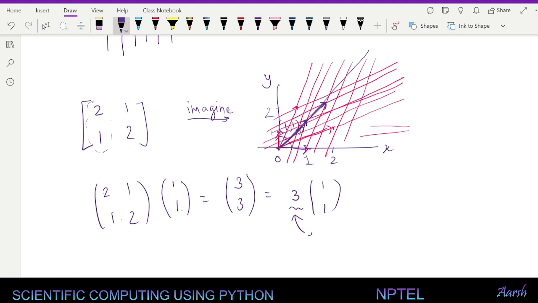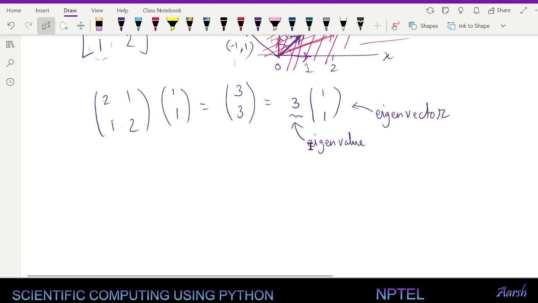So this is your eigenvalue, and this is your eigenvector. So the eigenvector is that vector which just gets stretched or shrunk, but never gets rotated in any direction. Okay, and where would be the other eigenvector? That would be the perpendicular one, right? So it will be (-1, 1), and you can check what its eigenvalue is.